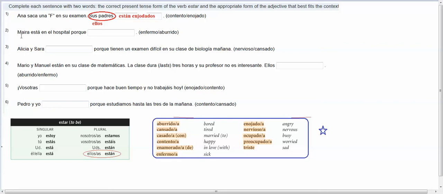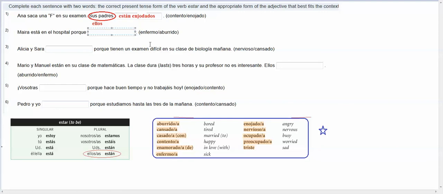So here, Mayra está en el hospital porque, because why would she be in the hospital? She's in the hospital probably because enfermo is sick, and then aburrido is bored. So she's probably in the hospital not because she's bored, but because she's sick.